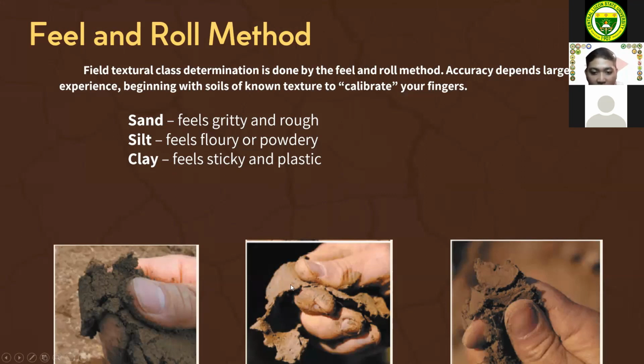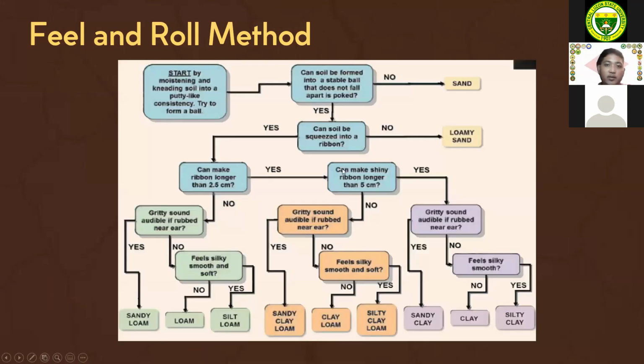So just like for example here, nakikita nyo yung ribbon is medyo mahaba. So we can estimate that this soil is clay in texture. Ito medyo mahaba, medyo na-form siya compared dito. So ito we can estimate that this is more silt or loam. Then we can estimate the other one, yung mas maikli, as sand. So diyan na-measure yung tinatawag nating ribbon. Okay? So ito yung comprehensive step sa feel and roll method.